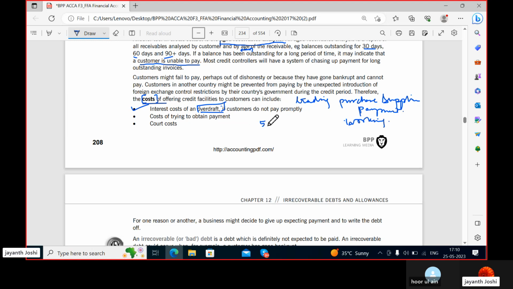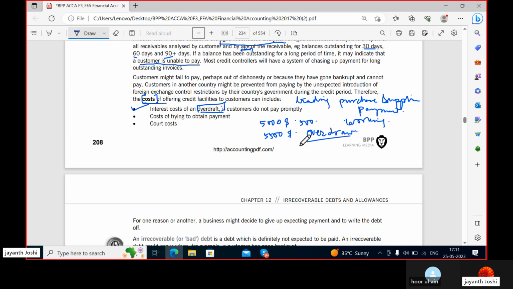Suppose you have $5,000 in your bank account. Now you require $5,500. So the extra $500 you can overdraw from your account. That means you can withdraw more than what you have in your account.